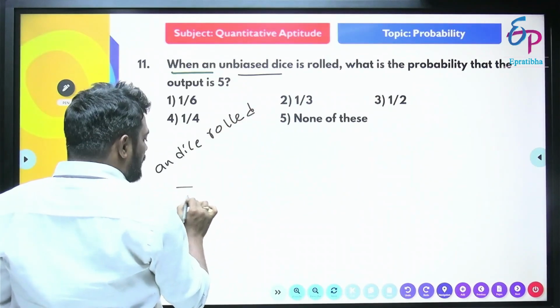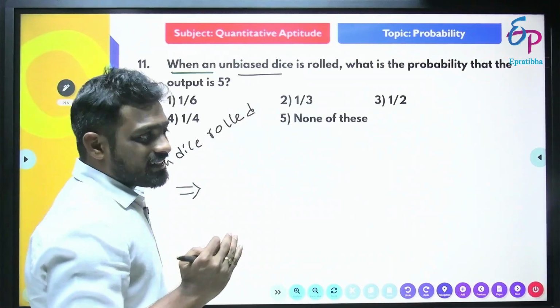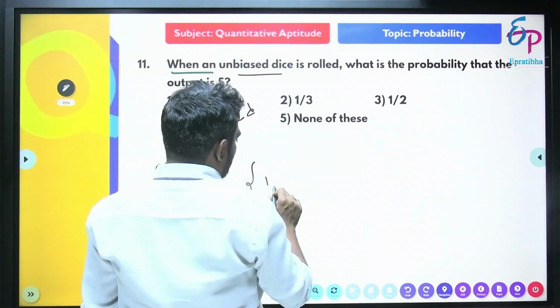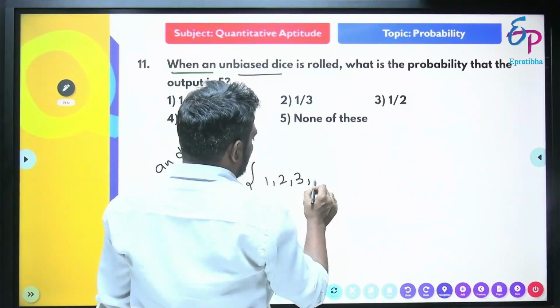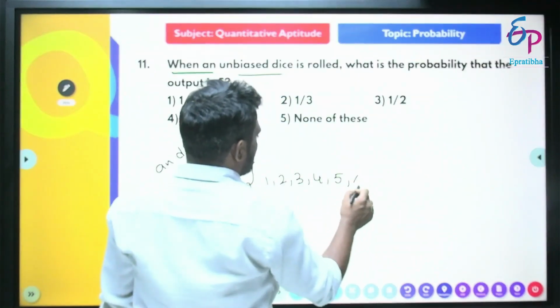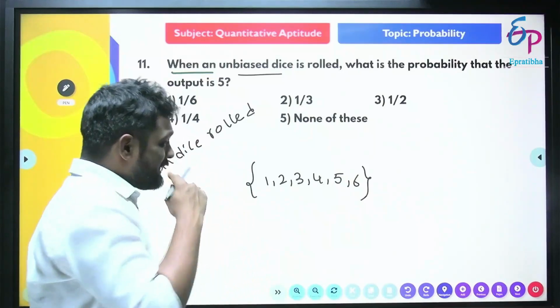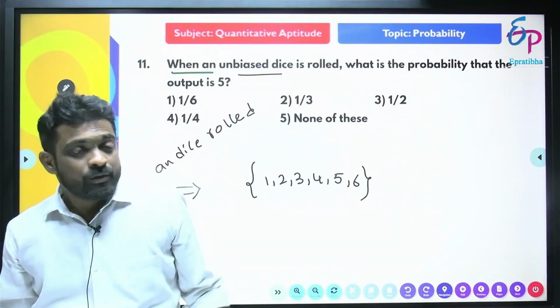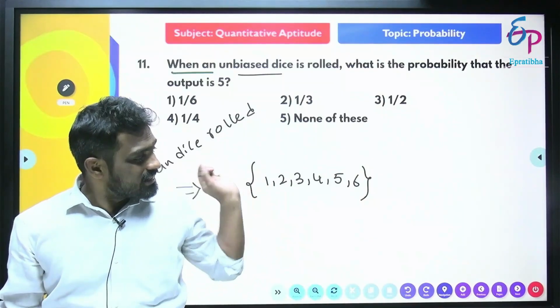How many total outcomes are there? A dice has 6 faces. The total outcomes are 1, 2, 3, 4, 5, 6. How many total outcomes? 6. So the total number of outcomes is 6.